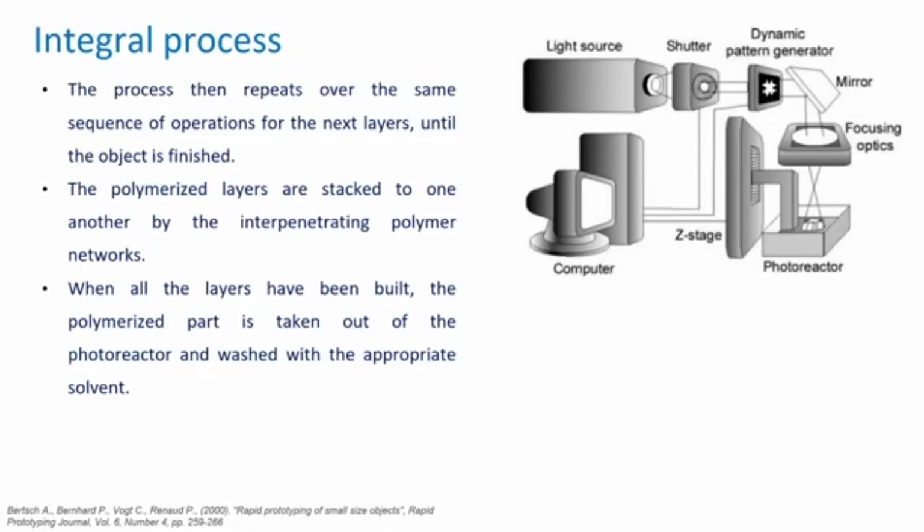The process of generating the pattern and then allowing the UV light to irradiate the liquid resin is repeated, and the sequence of operations is the same for the next layers as well, and it is repeated till we get the final object done.